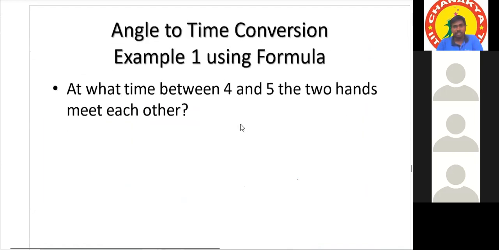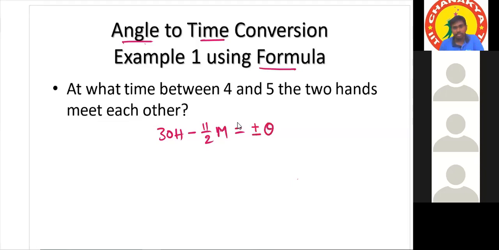Next model change. What is the model here? Angle to time conversion. So using the formula, first we'll see the formula. 30h minus 11 by 2 m, equal to how much? Same formula, equal to plus or minus theta.